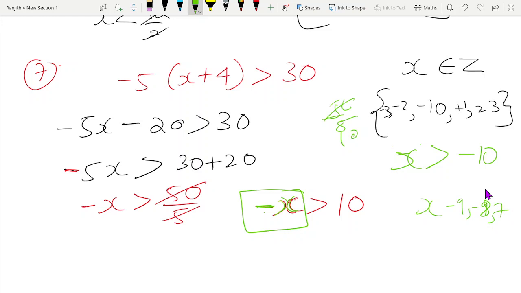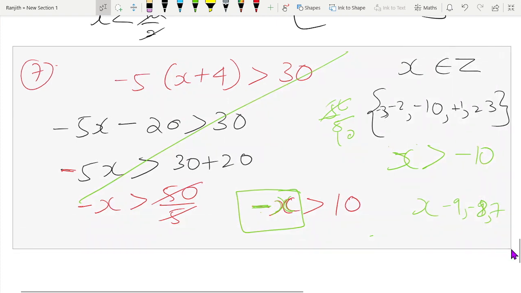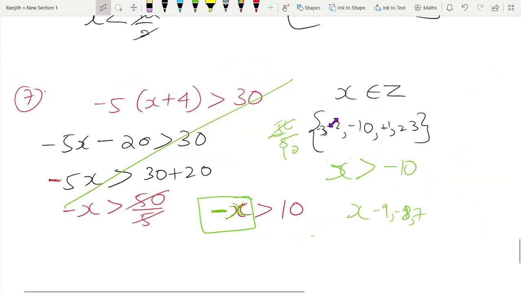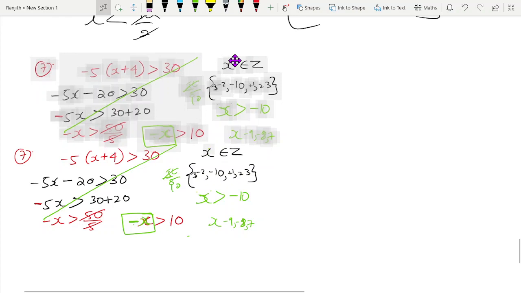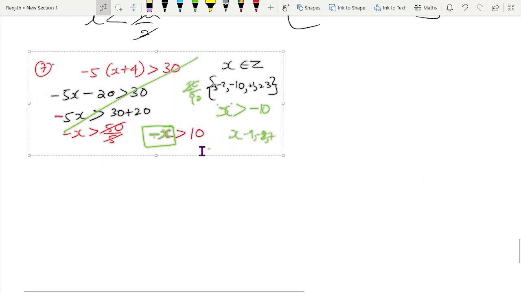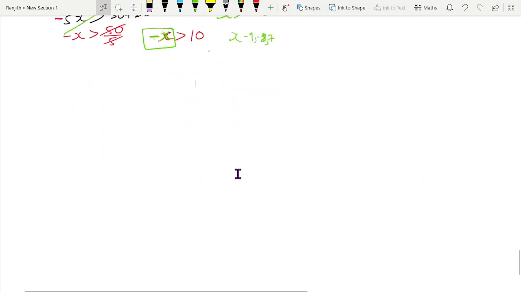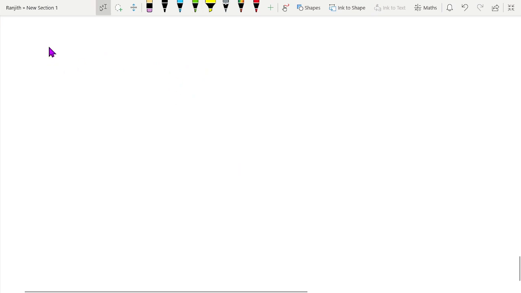-9, -8, given as -11, 12. Okay, keep this as pending, students. This I'll teach you later. I'll teach you tomorrow. From the 7th, I'll teach you tomorrow because there's a rule for this multiplication and division. When you change the minus sign, the greater than and lesser than sign also changes. Fine, I'll teach you all that tomorrow.